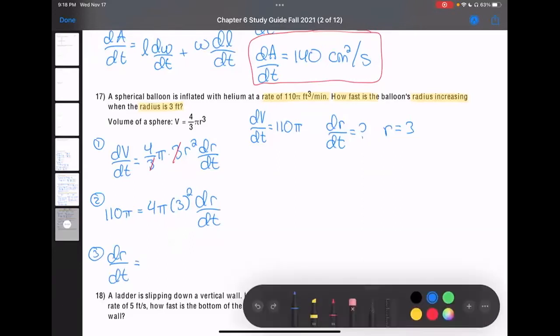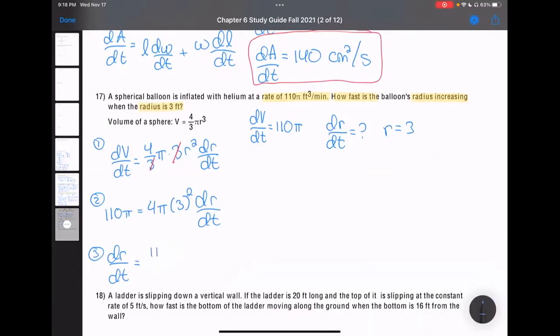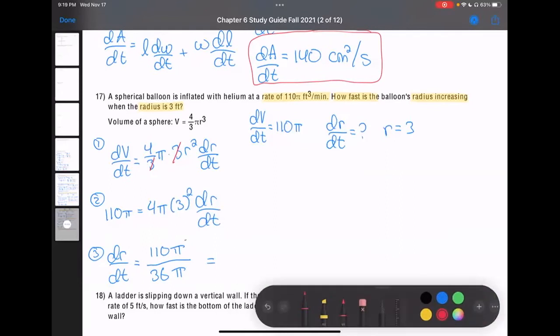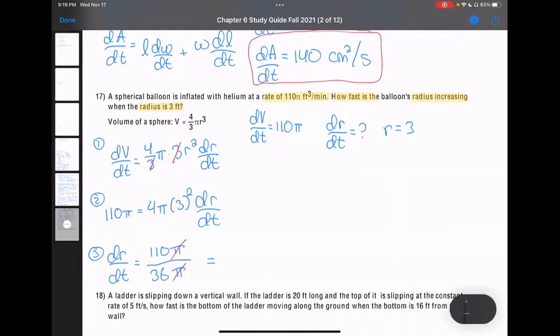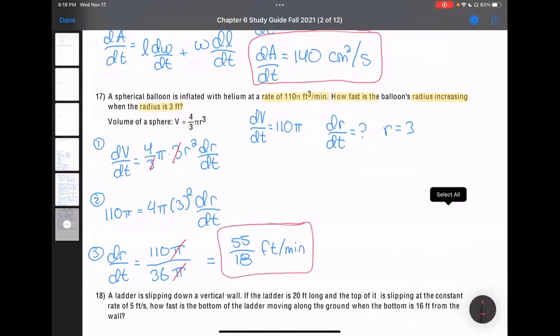Right, so because I flipped the problem around, it's 110 pi divided by 36 pi. Pi's cancel out, and so we would get 110 divided by 36, which simplifies to 55 over 18, and we have feet per minute as our rate. Final answer for number 17.